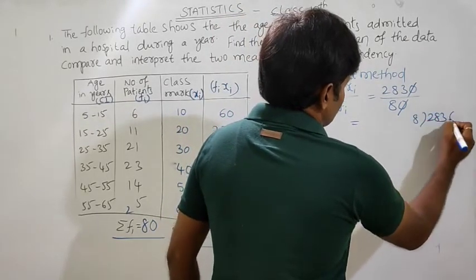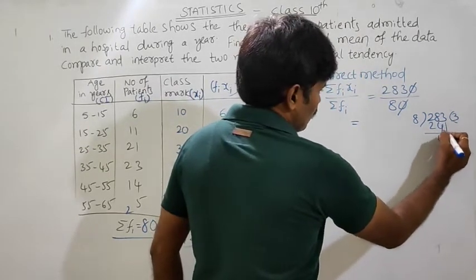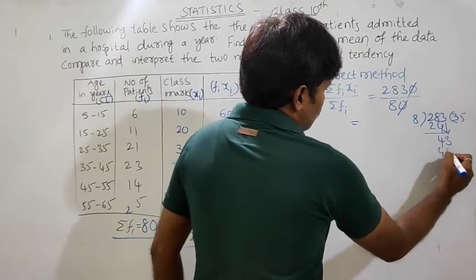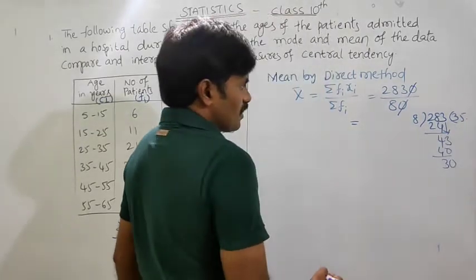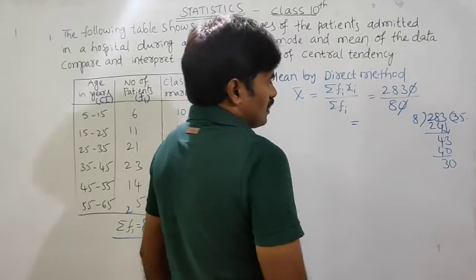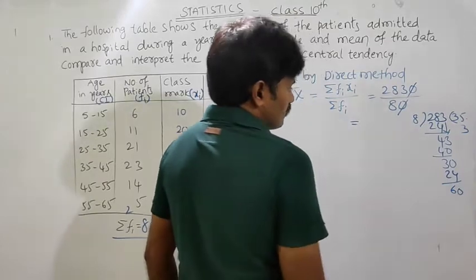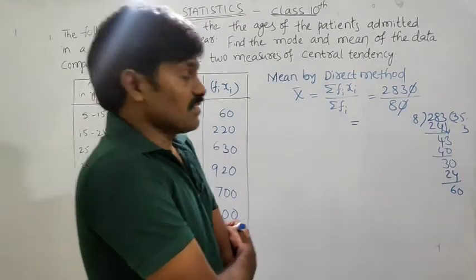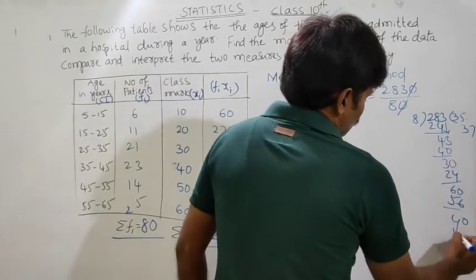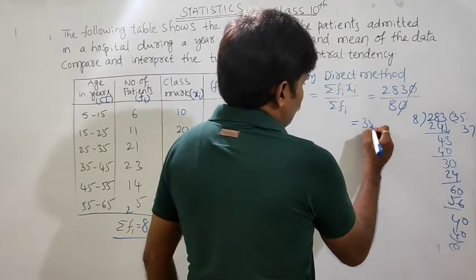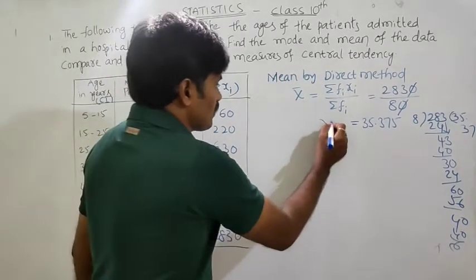Division: 8 3s are 24, the difference is 4, bring down 3. 8 5s are 40, the difference is 3. Keep the decimal point and 0. 8 3s are 24. Again 60, 8 7s are 56, the difference is 4. 8 5s are 40. So your answer is 35.375. This is the mean mark.